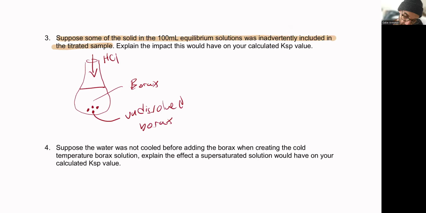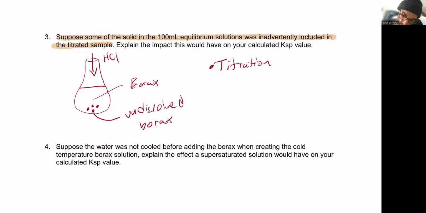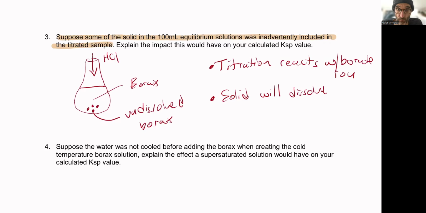But as soon as the titration happens, the HCl reacts with the borax, or borate, I should say, ion. What'll happen is because it's reacting with the borate ion, now there's less borate in solution, and so what ultimately would happen is the solid will dissolve because there is room for more borate. So the solid will dissolve, and therefore it will ultimately increase the volume of the titration.